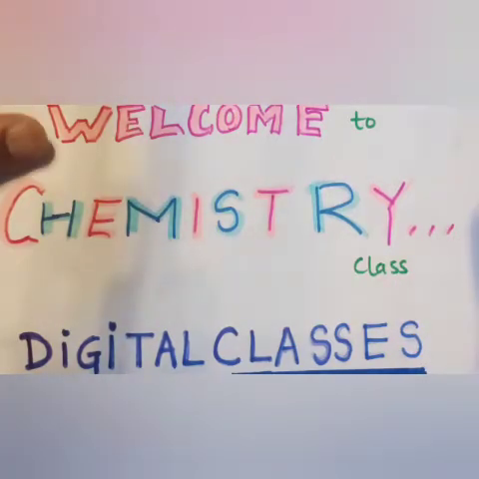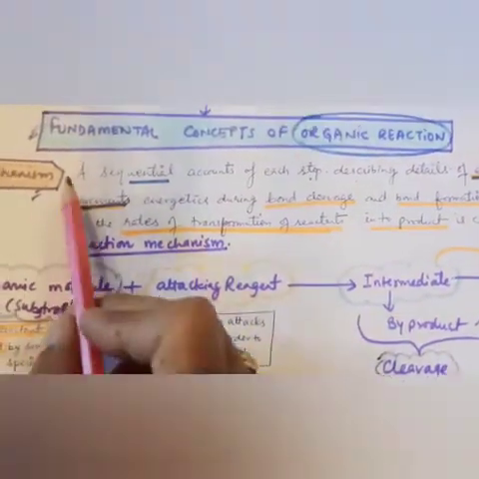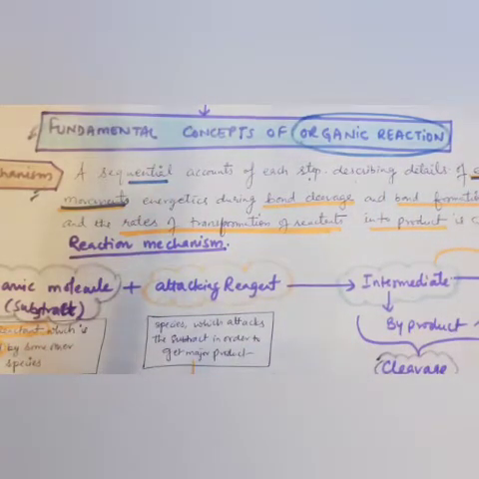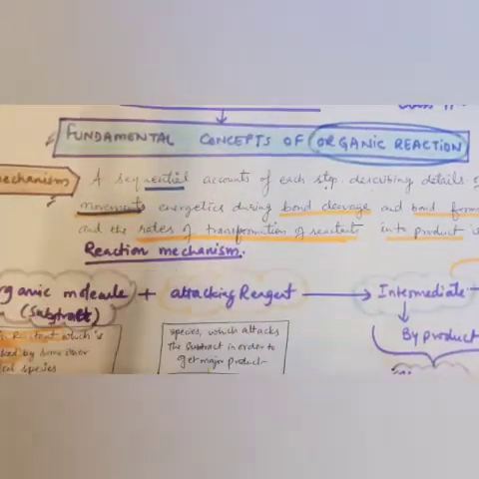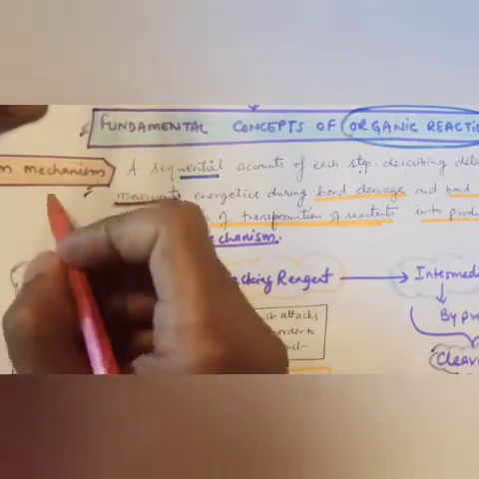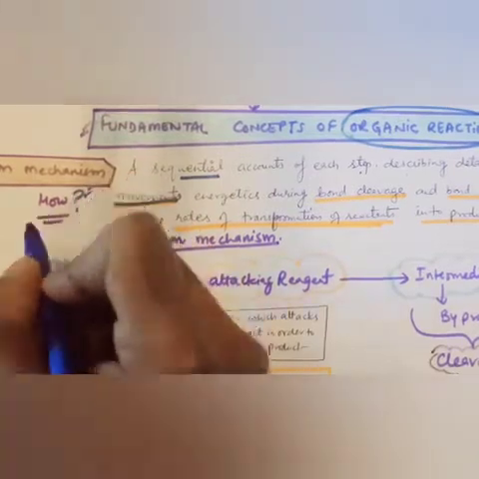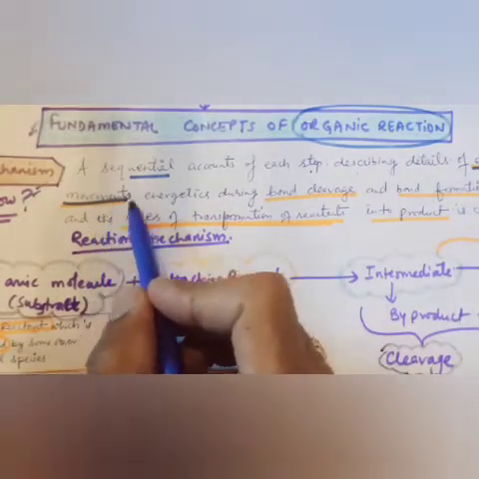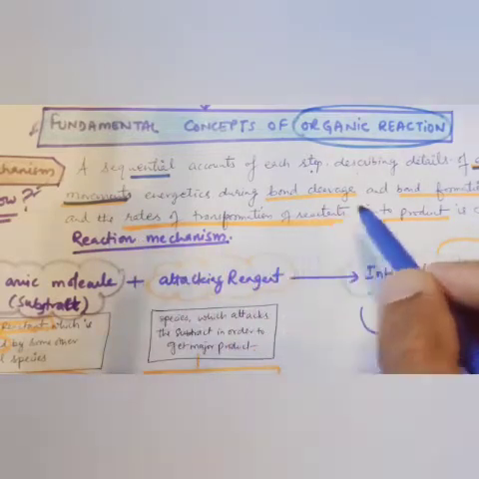As in yesterday's live class and video, we discussed the fundamental concept of organic reactions. Hope you understood and are now well aware of how organic reactions approach. In this we are talking about mechanism, dear students. Mechanism is how a reaction occurs. In mechanism, more focus is on how organic reactions occur. It is a sequential account of each step, describing in detail the electronic movement and energetics during bond cleavage and bond formation, and the rate of transformation of reactant into product.